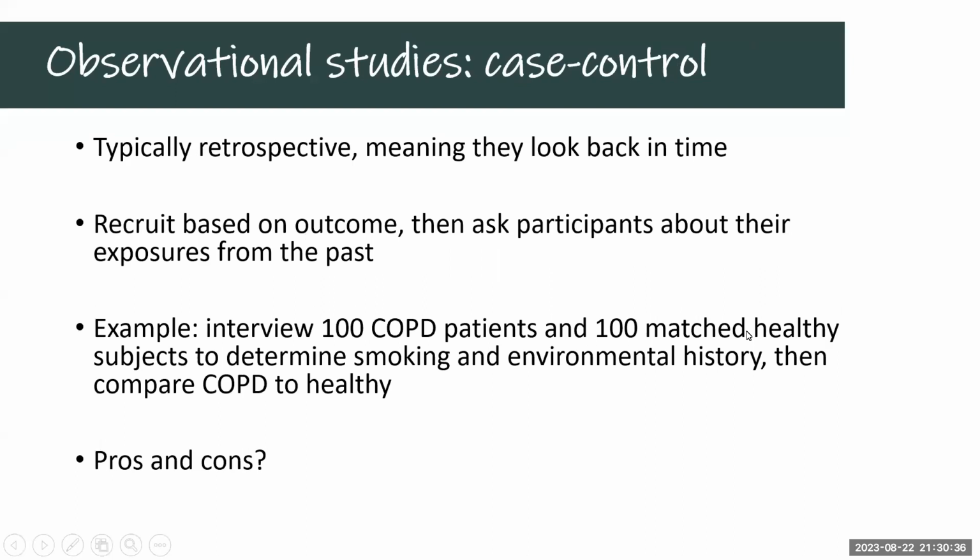Another observational study we can discuss is called a case control study. Typically, these studies are retrospective, and what that means is that we are going to be looking backwards in time. In a case control study, we are going to recruit based on the outcome. Okay. So we already know what happened. Did they get the disease? Did they not get the disease? So we're going to recruit based on that. And then we're going to ask everybody about their past exposures. Okay. So their past behaviors, their past whatever.